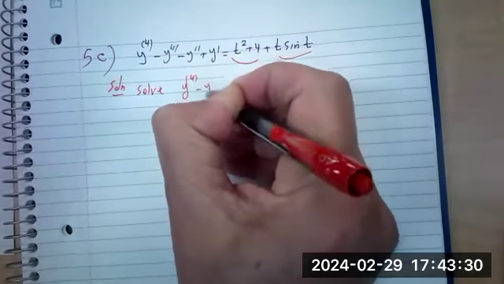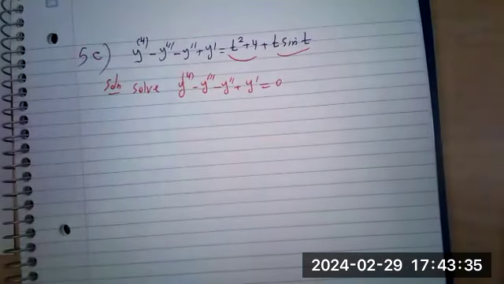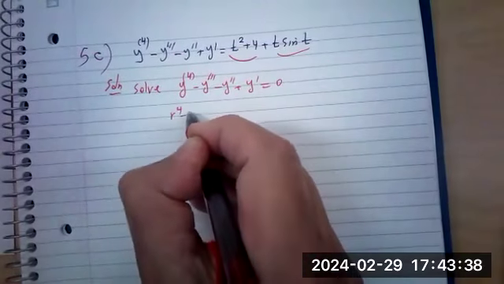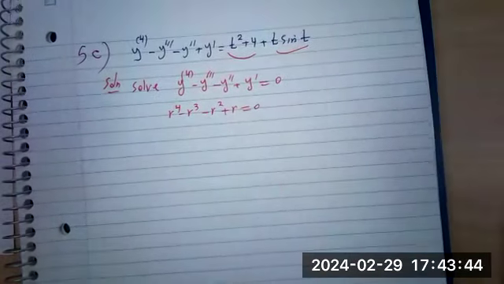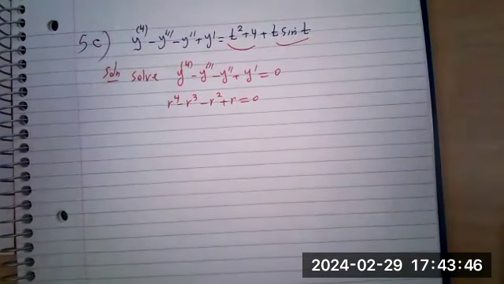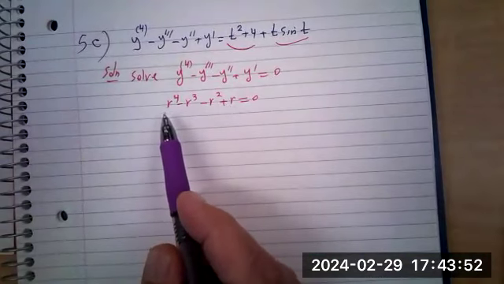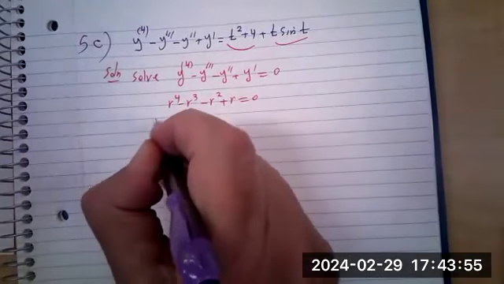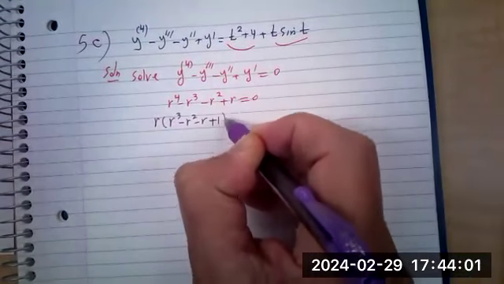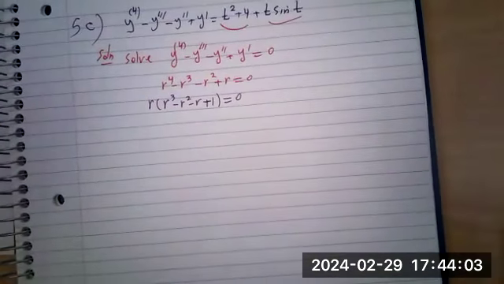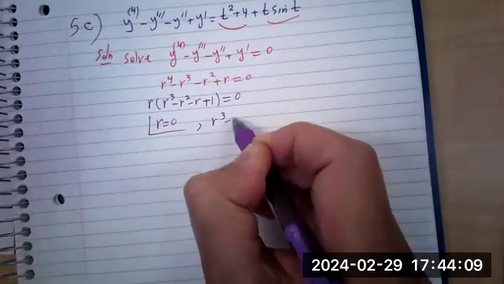That's it: y triple prime, y double prime, y prime equals 0. Get the characteristic equation: r to the 4th, r to the 3rd, r squared, and r. Suggestion: I'm going to solve this one. You can factor out one r, then decide. That gives you r cubed, r squared, r and 1. Then we can take care of the inside one. One of the solutions is 0. Then we can take care of this one.